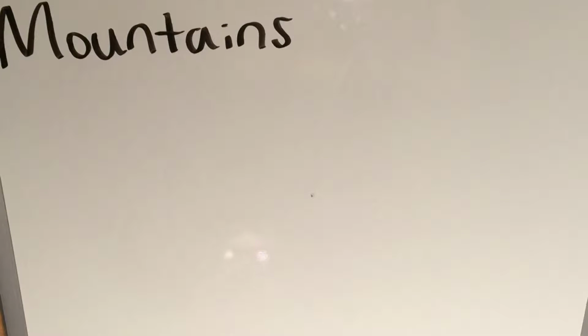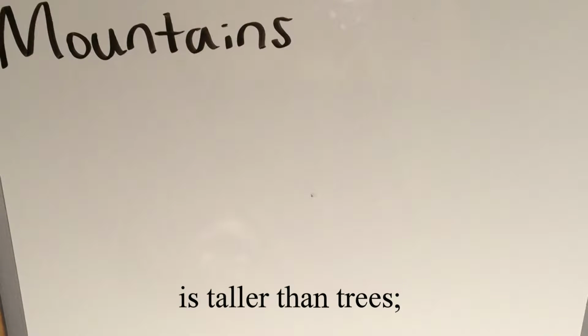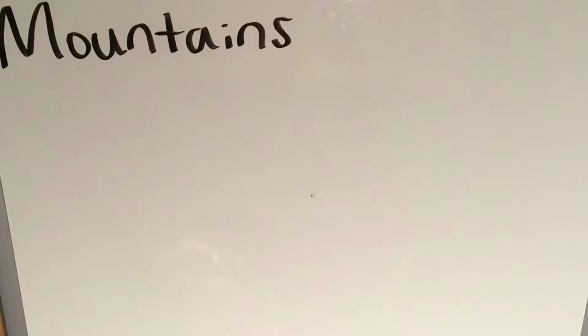We're continuing this video with isostasy, and with this one I'd like to begin with a riddle. This was taken from J.R.R. Tolkien's The Hobbit, from chapter 5. Some of you might recognize this, but the riddle goes, "What has roots as nobody sees, is taller than trees, up, up, up it goes, and yet never grows." Okay, so the answer to this one actually is mountains, which is pretty interesting.